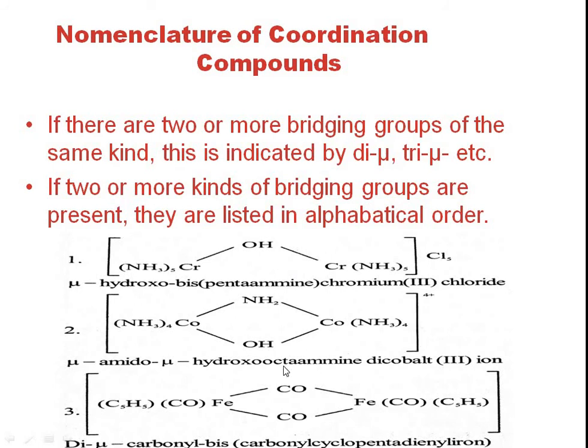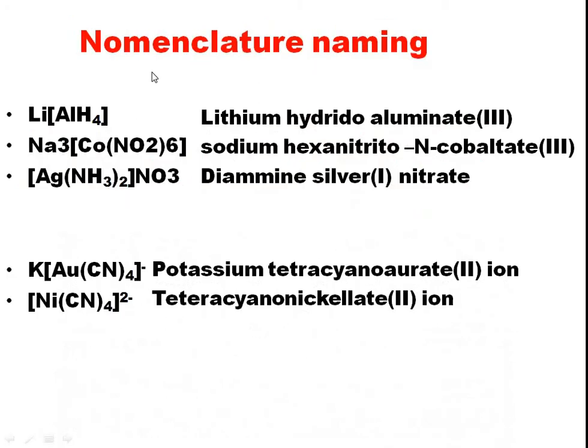We can use here this tetraammine cobalt 3N like this. There are two different ways to name these complexes. We can use this. These are some examples of coordination compounds.